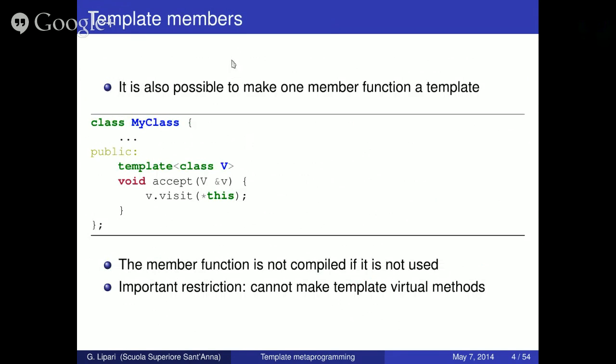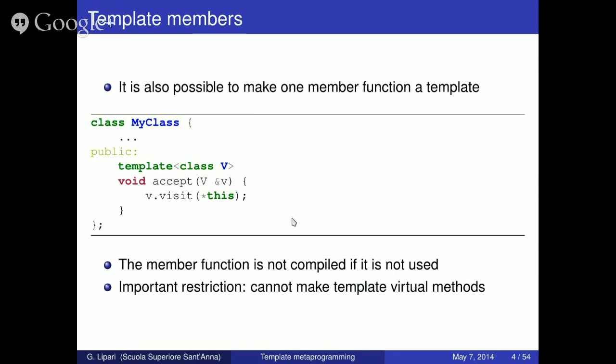Remember, you can also make one member function a template, like this. Actually, as we have seen, this is not going to work. The accept in a visitor is not going to work because it has to be specific for every single class. But anyway, this is a template function, and if you don't use it, the member function is not generated.